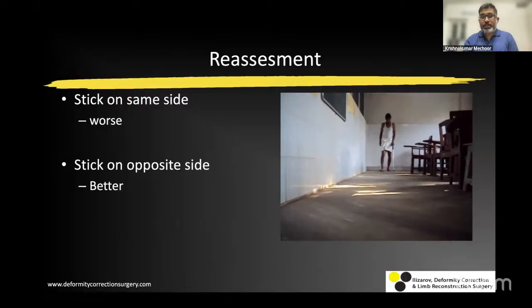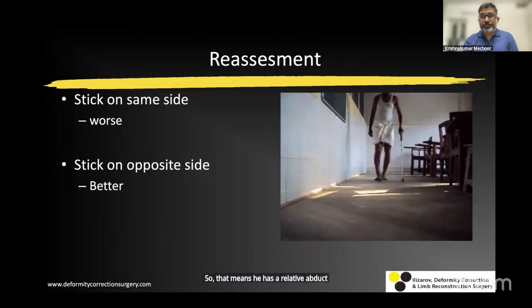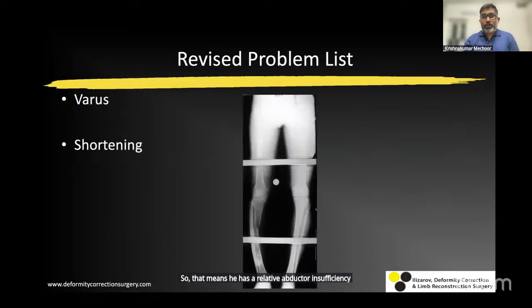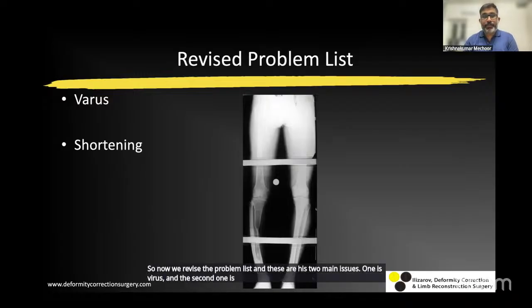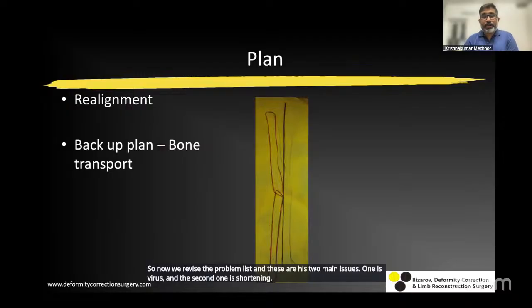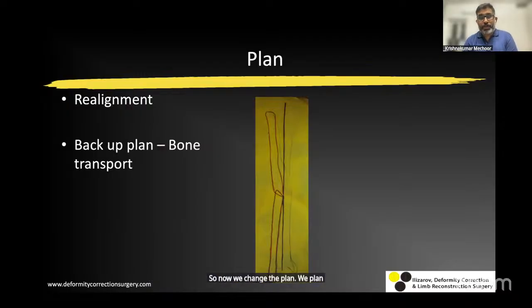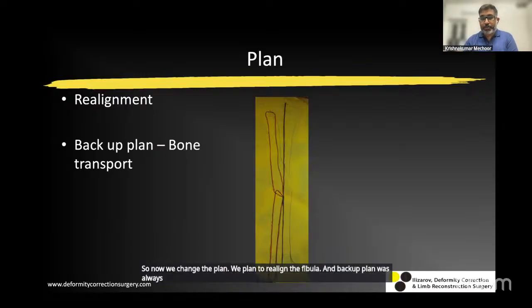So that means he has a relative abductor insufficiency. So now we revised the problem list, and these are his 2 main issues. One is varus and the second one is shortening. So now we changed the plan. We planned to realign the fibula, and the backup plan was always, if it fails, do a bone transport.